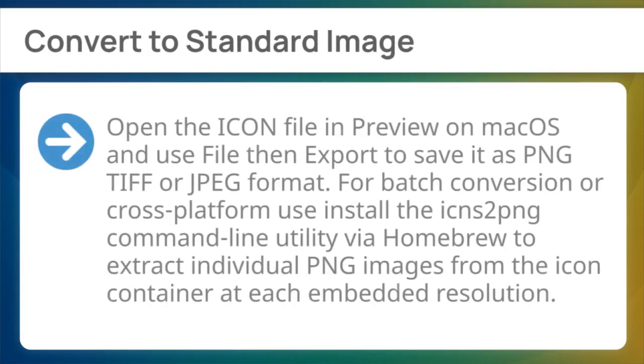Finally, convert to standard image. Open the icon file in Preview on macOS and use File, then Export to save it as PNG, TIFF, or JPEG format. For batch conversion or cross-platform use, install the ICNS2PNG command line utility via Homebrew to extract individual PNG images from the icon container at each embedded resolution.